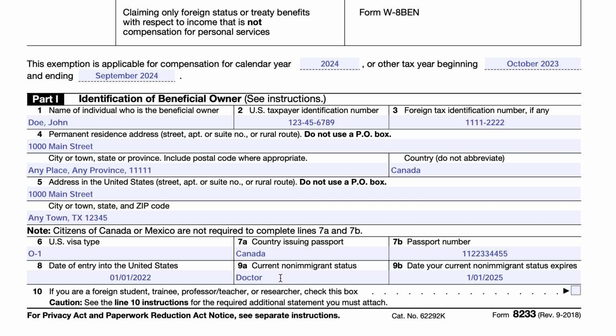I put doctor, but that's kind of like a doctor performing research. I mean, another type of status could be like temporary worker, could be student, visiting professor, and so forth. And then in 9B, that would be the date that the non-immigrant status expires. So if you're a foreign student, a trainee, a professor, or a researcher, you would check the box on line 10. And there are additional statements that you would need to attach based on your circumstances.